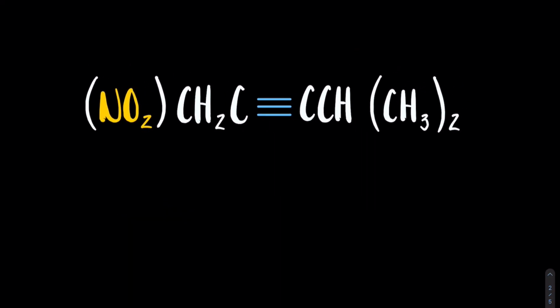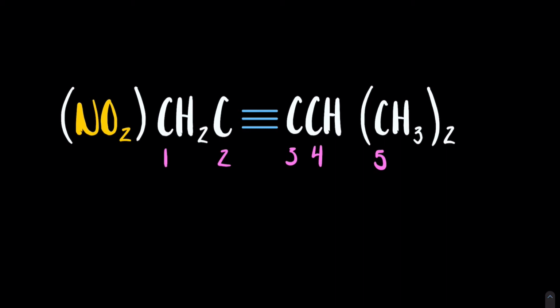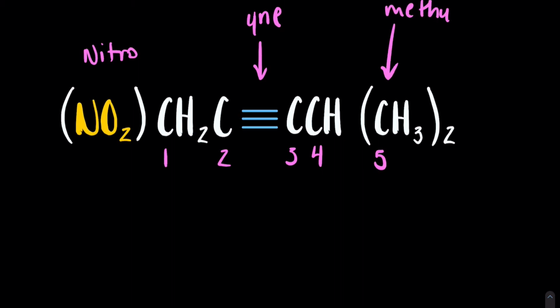We're going to start numbering on this carbon atom, so we've got 1, 2, 3, 4, 5. And we're going to end up having a methyl group. So we have a nitro group right here on the first carbon atom. We have the triple bond on the second carbon atom. We have a methyl group on the fifth carbon atom.